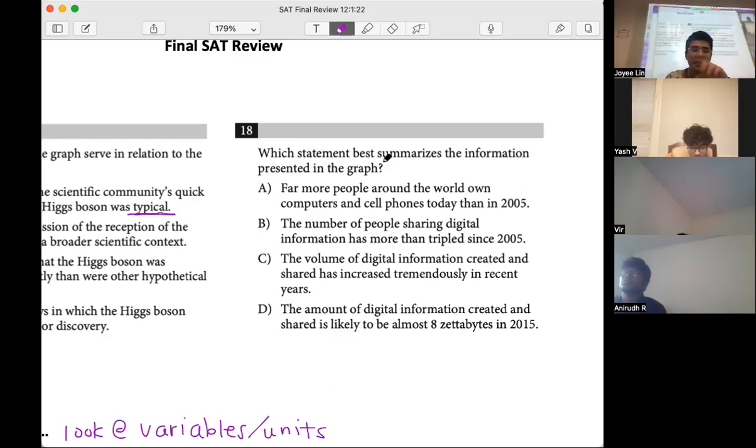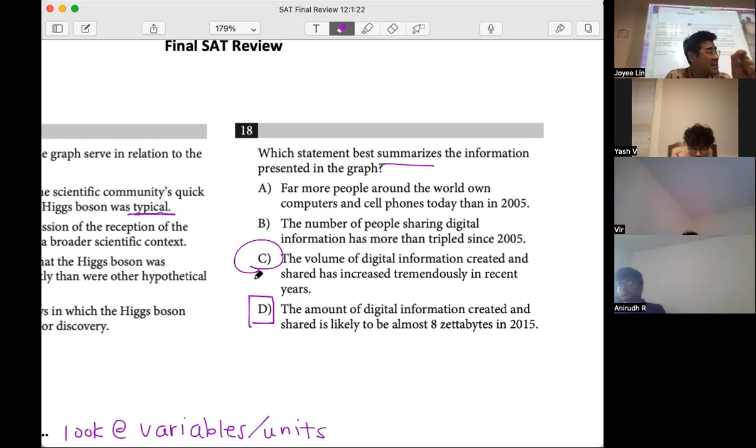Yeah, summarizes, right? So what "best" usually means on the test is that even the best answer might not still be 100% correct. But summarize, because a lot of students choose D because D was actually in the graph, but it doesn't summarize, right? C is more summary language.